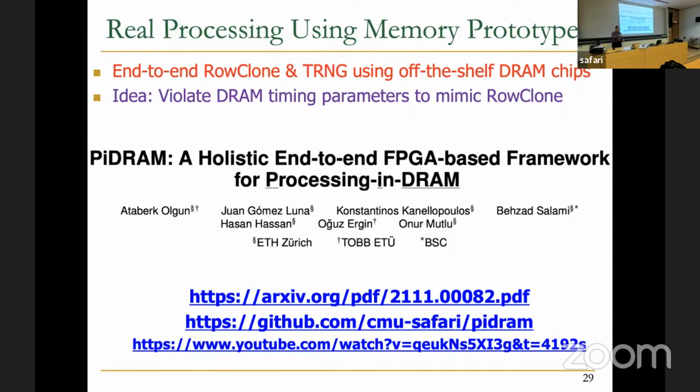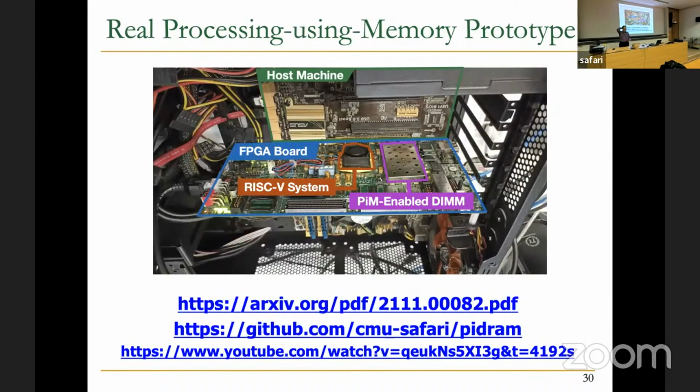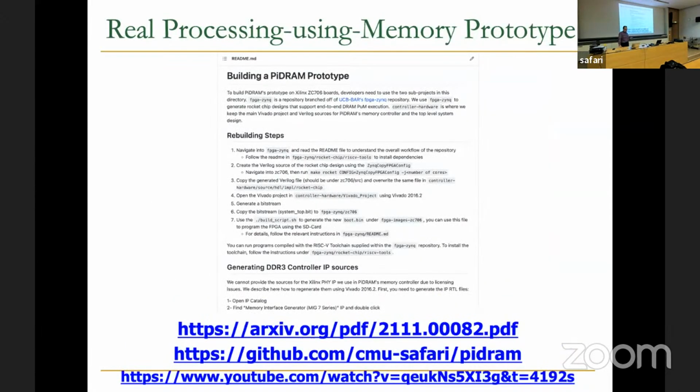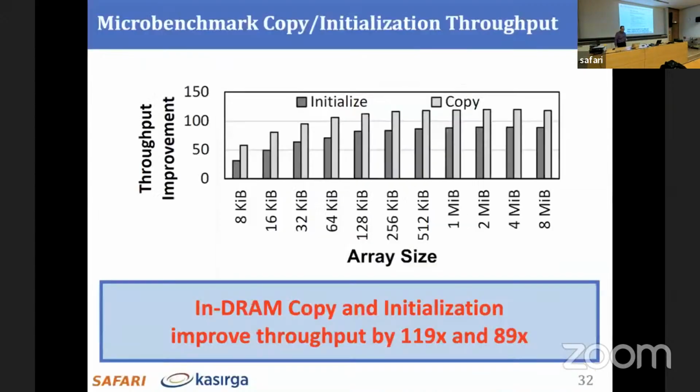So in PyDRAM, we show that we can. This is an FPGA-based, end-to-end system that we show can implement RowClone and TRNG using off-the-shelf DRAM chips. And this is basically the prototype that we have prepared. If you are interested, you can also check the GitHub page as well as the talk and the paper of PyDRAM.